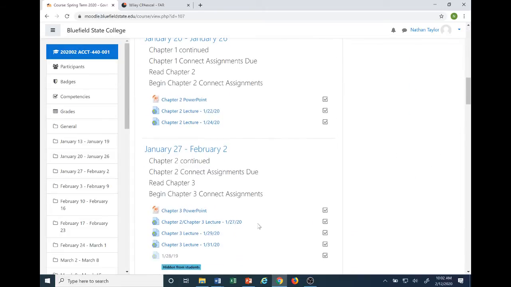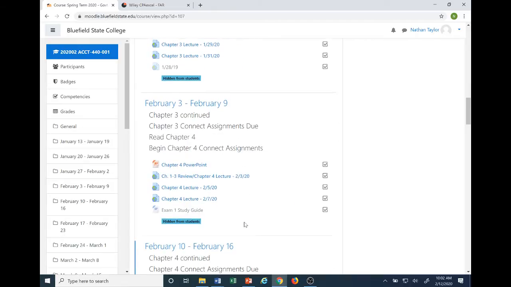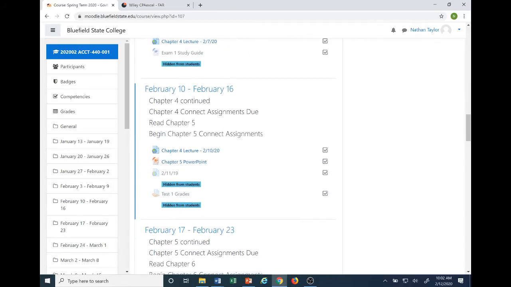Let's just take a look here in Moodle to see where we are. So the 10th to the 16th. Yeah, so we finished chapter 4 Monday and beginning chapter 5. Just remember chapter 4 Connect assignments, the quiz, all that stuff is due Sunday 11:59 p.m. So just make sure you get those in. And we'll be starting chapter 5 today.